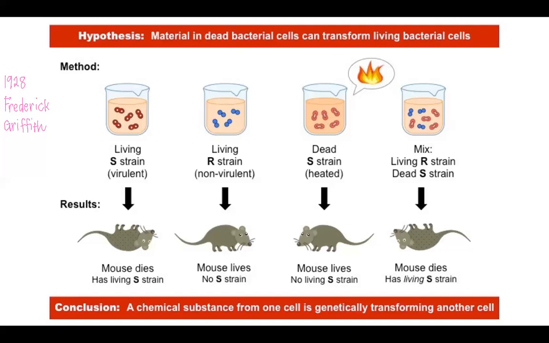That is why Frederick Griffith coined the term transforming principle. It is the thing that is being transferred from the dead S strain to the living R strain, causing the living R strain to become a living S strain and causing disease and death in the mouse.